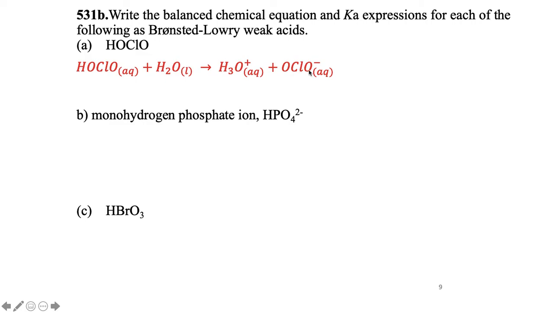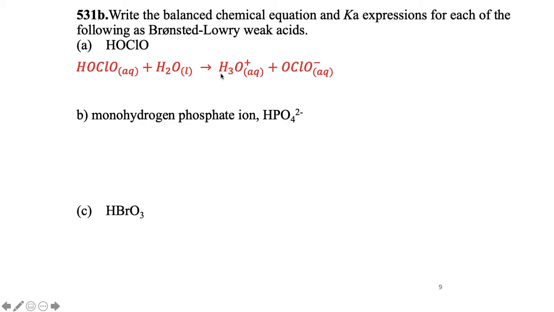So I'll have OClO left over, but I also decrease the charge by 1. So I go from 0 to a minus 1. And I have H3O plus over here because water is acting as a base. It's accepting that proton. I increase the number of hydrogens by 1 to go to H3, and I also increase the charge by 1 to H3O plus.